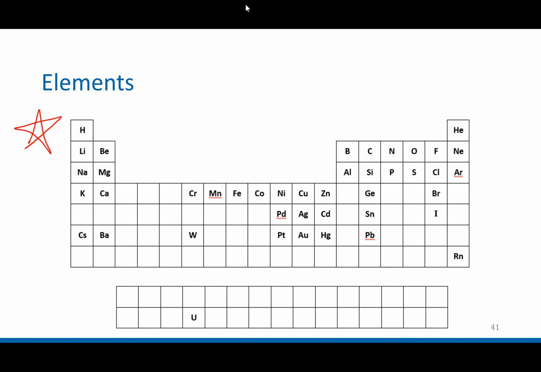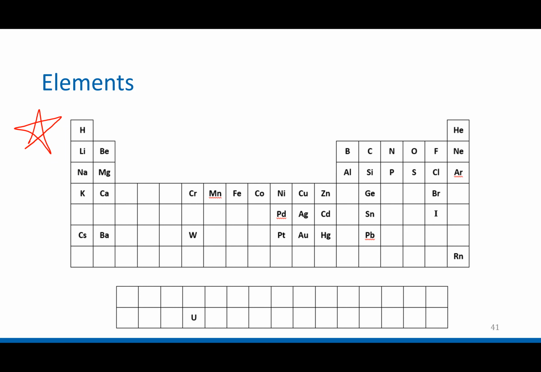I have a question in the chat that says, do we have to memorize the periodic table for the test or quiz? And the answer is 50-50. You do not need to memorize the periodic table. The table will always be given to you. There are periodic tables in our classrooms on the wall. You will get paper copies of the periodic table anytime you do your test or final exam.